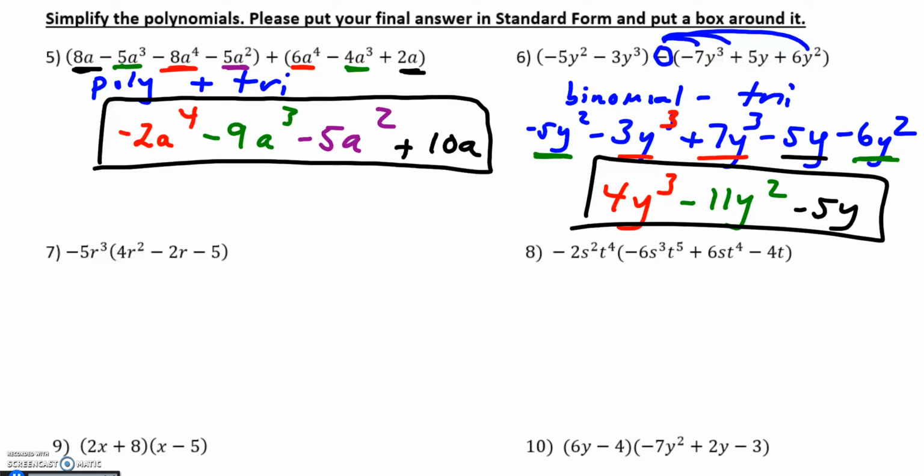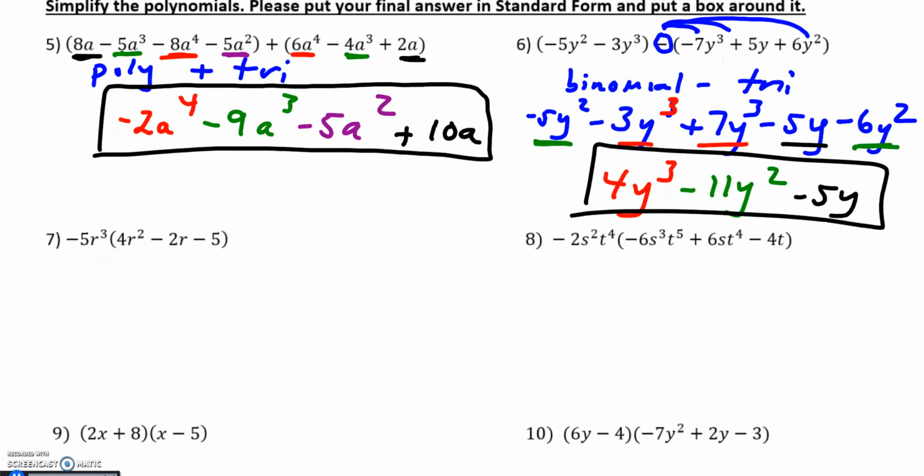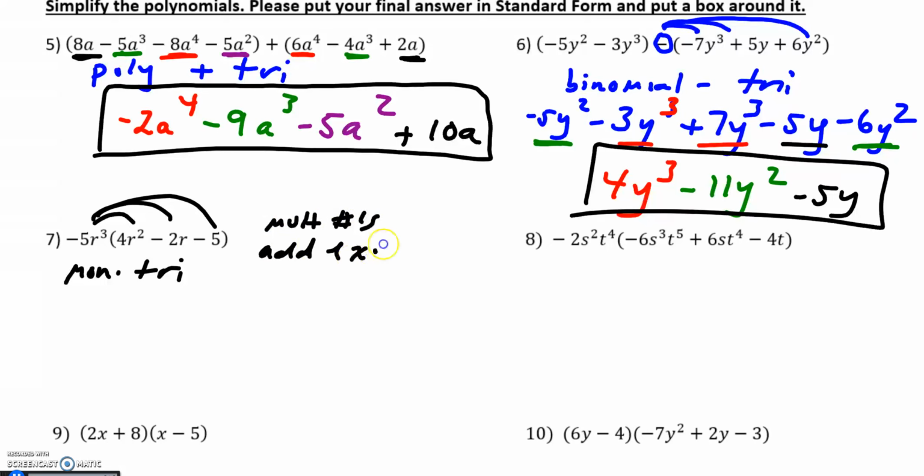Number 7 and 8, however, are not asking you to add and subtract. They're asking you to multiply or distribute this monomial times the trinomial. In order to do a monomial times a trinomial, we need to distribute that into each one. And when we distribute that in, remember that we multiply the numbers and add the exponents.